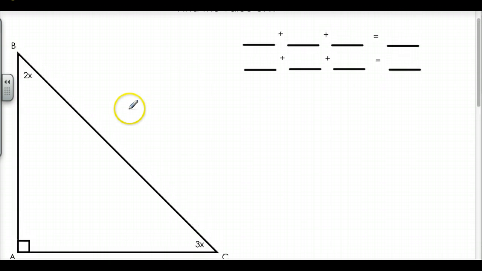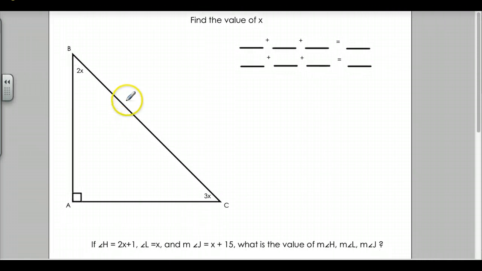Now, if we're going to find the value of x, this gets a little more complicated, just a little. To do it, let's set up our equation first. In this triangle, this is how I could set up my equation to solve for x. I know that these three angles are going to add up to 180, so angle A plus angle B plus angle C all add up to 180 degrees.